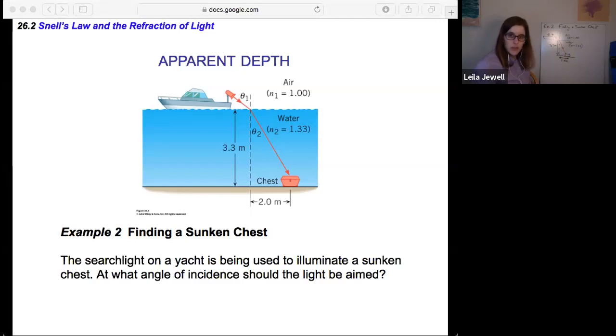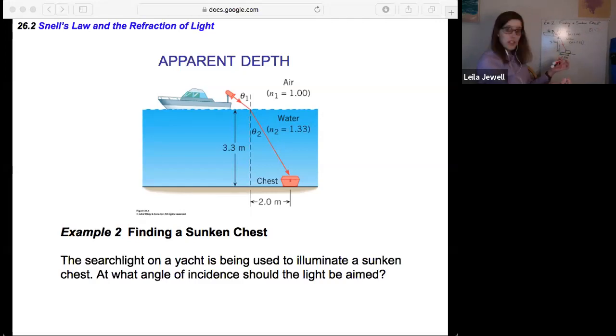All right, so based on this information, we want to know the exact angle to aim our searchlight to spotlight this treasure chest, right? So you can be like, oh, look, there it is. There's the treasure. Now we can go dive for it. Well, we're ultimately solving for the angle of incidence, theta I. So we'll note that on there because that's useful to be aware of.